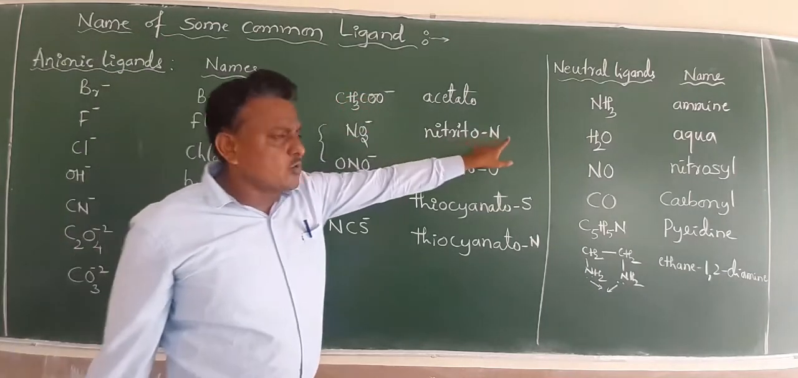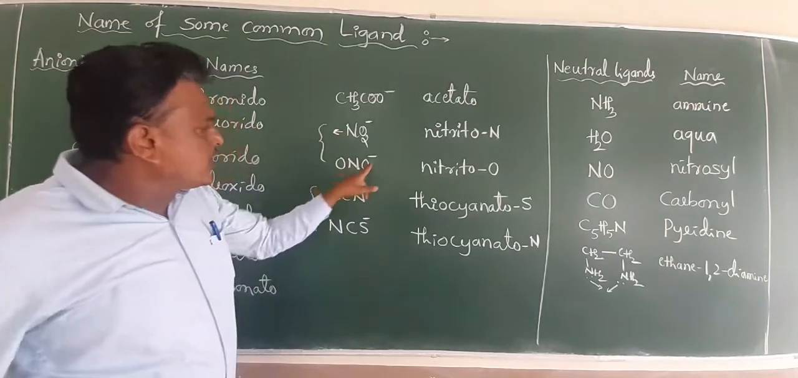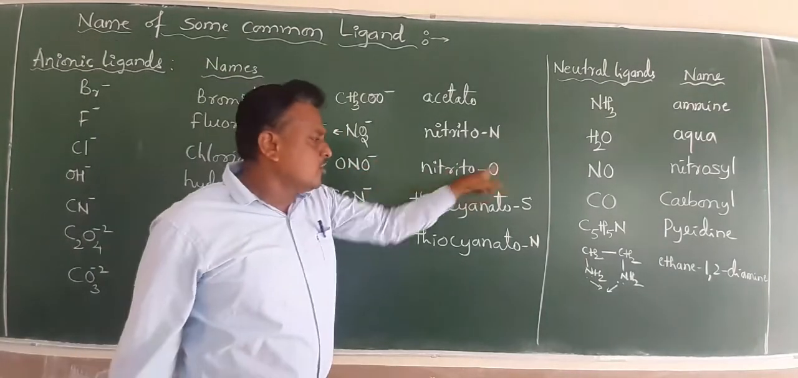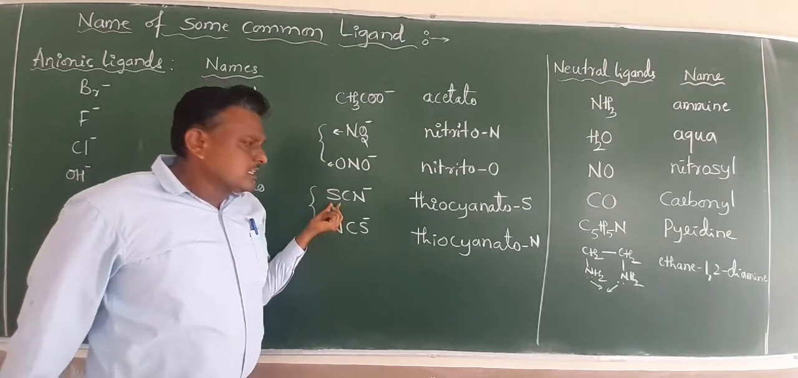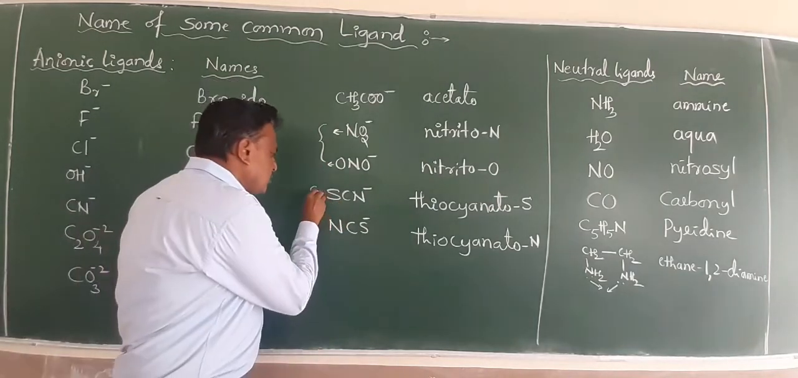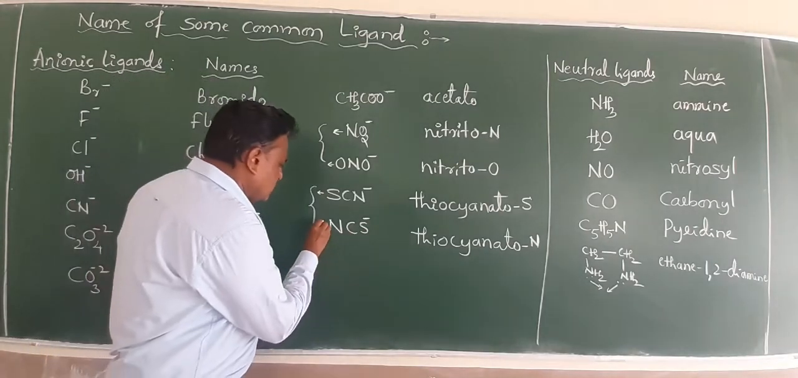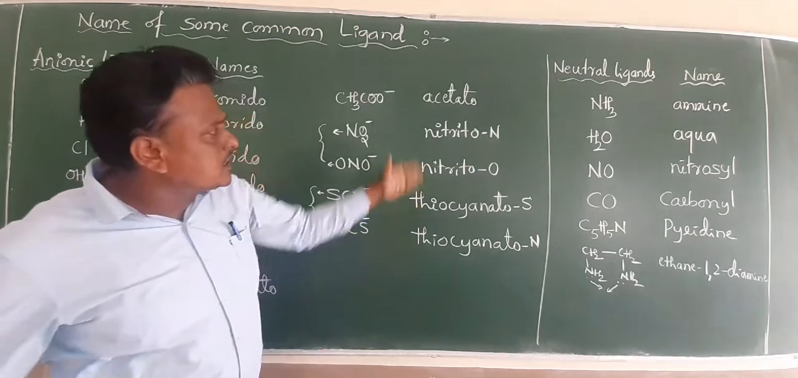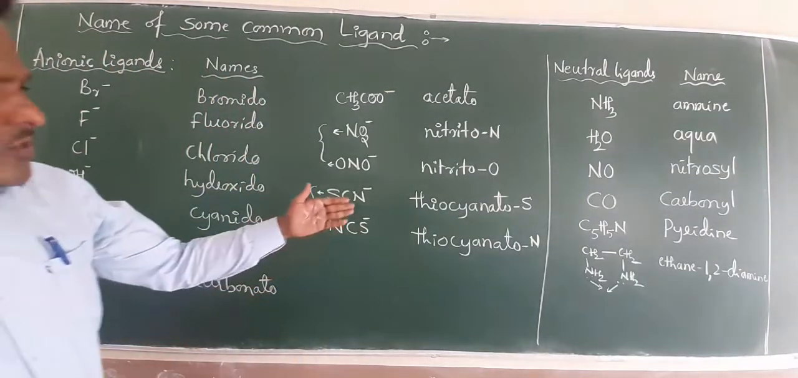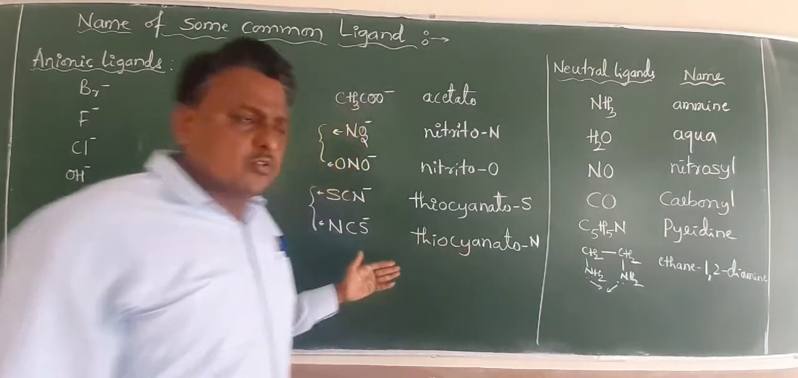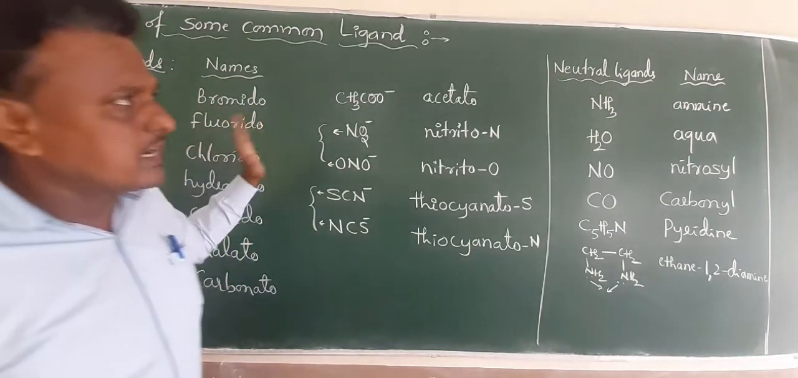NO2 minus, with nitrogen coordination, is nitrito-N, and similarly ONO minus, with oxygen coordination, is nitrito-O. Similarly, thiocyanate with sulfur coordination is SCN, and with nitrogen coordination is NCS. These are pronounced as acetato, nitrito-N, nitrito-O, thiocyanato-S and thiocyanato-N. These are the concepts of anionic ligands.